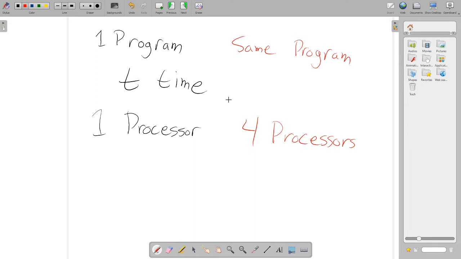Theoretically, 4t? Yeah, well, t divided by 4. But I think you have the right idea. It's going to run 4 times faster, so the time is going to be cut in fourths. Does that make sense?